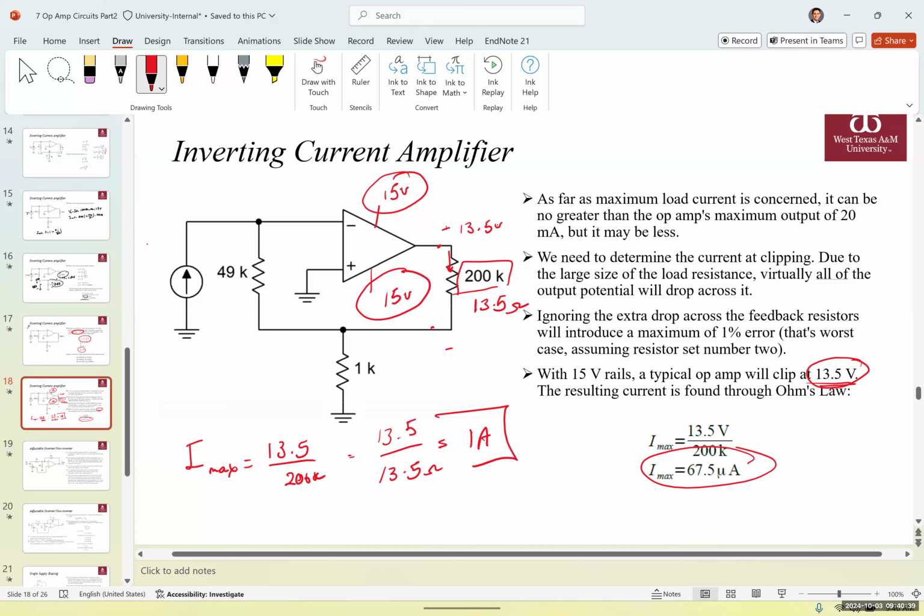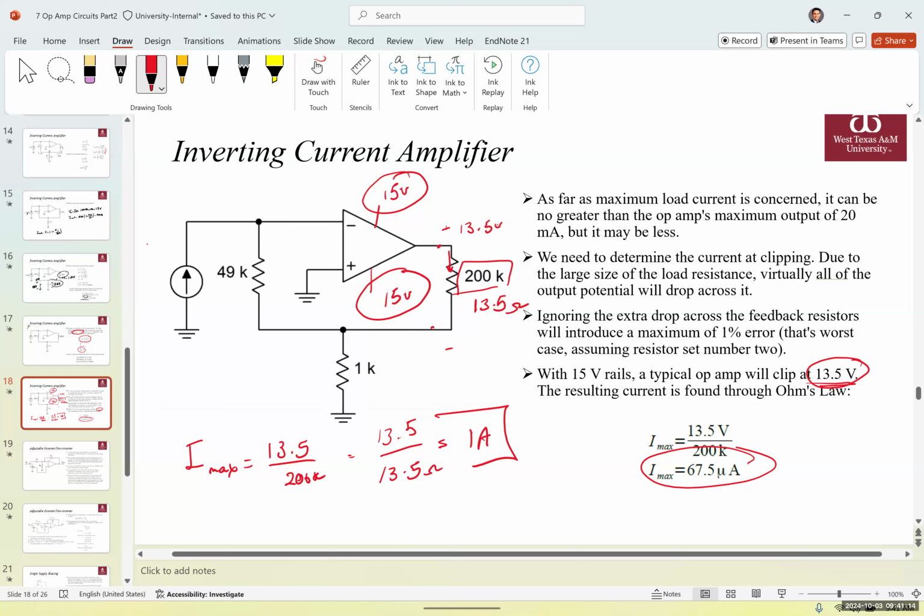But to be safe, you usually want to keep a threshold and keep some difference between your maximum voltage and clipping voltage. If the saturation voltage is 13.5, you don't want your maximum voltage to be 13 volts. Maximum you want to get is like 10 volts. You want to keep a little distance between the maximum voltage and the saturating voltage.